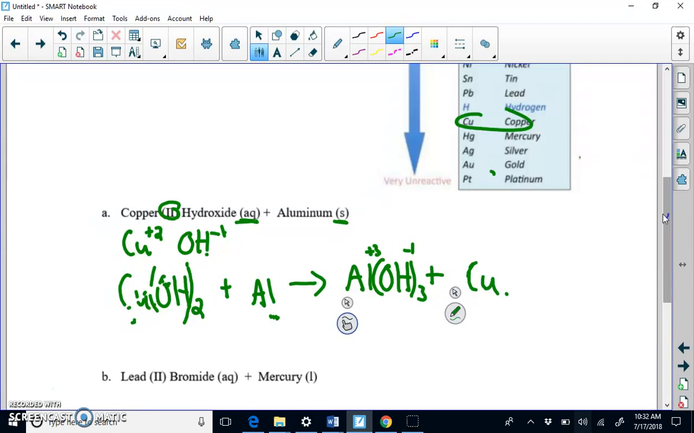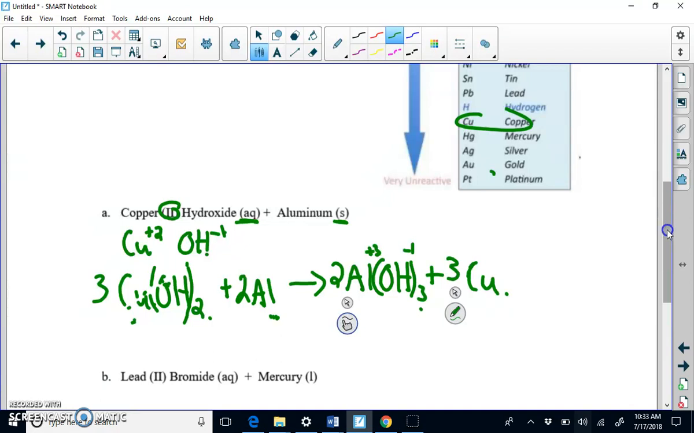Last but not least, we got to balance the equation. We have a problem with our hydroxides. We have a 2-3 situation with our hydroxides. So we have to put a 3 here, and a 2 here, and that messed up our aluminum, so we got to put a 2 here. And then this 3 messed up our copper, so we got to put a 3 here. Now our reaction is balanced.